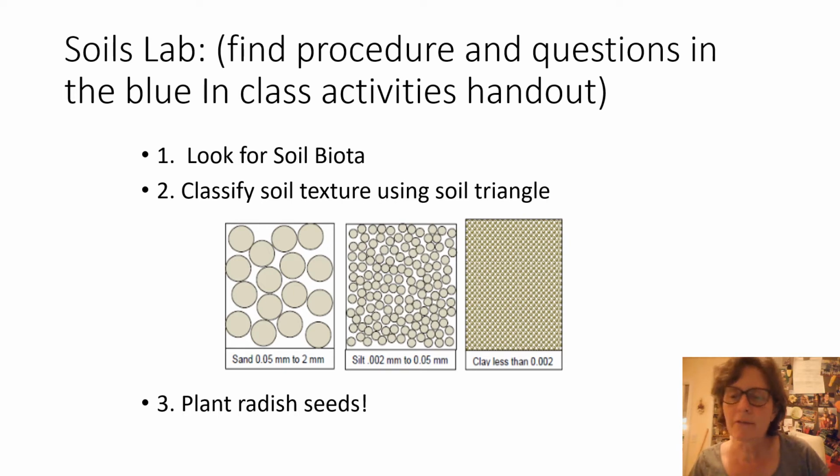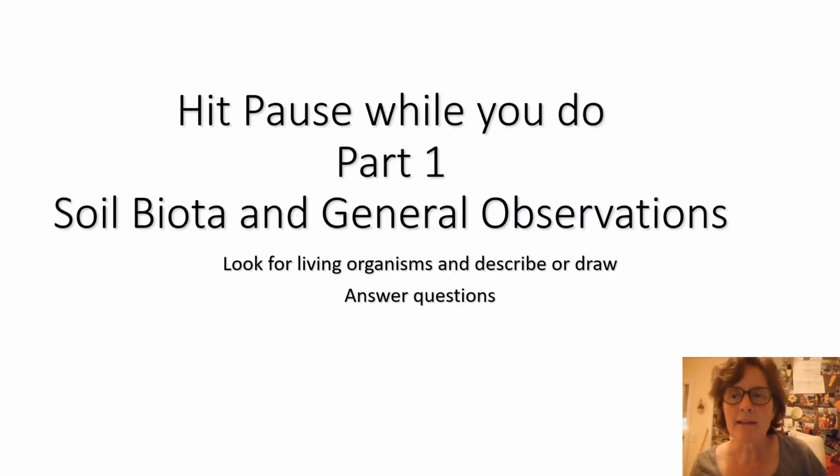And then we'll classify the soil texture using a soil triangle. And then at the end, you'll plant some radish seeds in your soil. And all of these instructions are in your blue in-class handout. So go ahead and hit pause while you describe or draw any organisms that you found in your soil. That's part one. And also answer the questions in the handout.